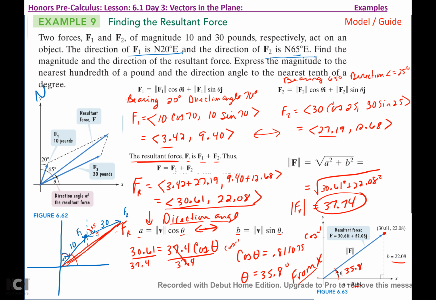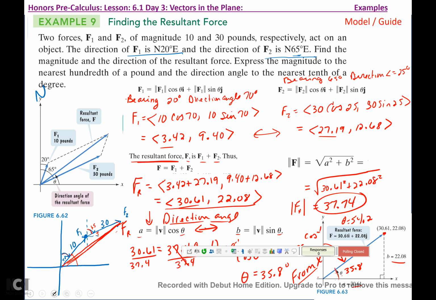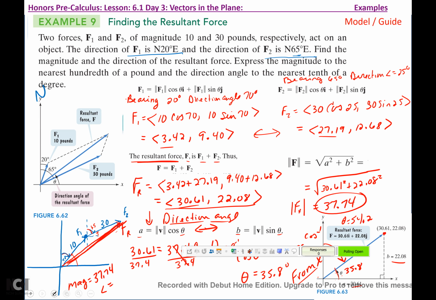What they're looking for is, what is it from north? So I'm looking for this measurement. Well, if from here to here is 35.8, subtract from 90, and you get 54.2. So, oops, sorry. What it asked for was, it says express the magnitude to the nearest hundredth. So the magnitude of this resultant vector, the one that's in red, is 37.74, and its direction angle would be 54.2 degrees.